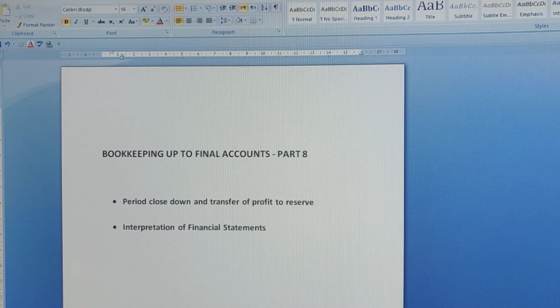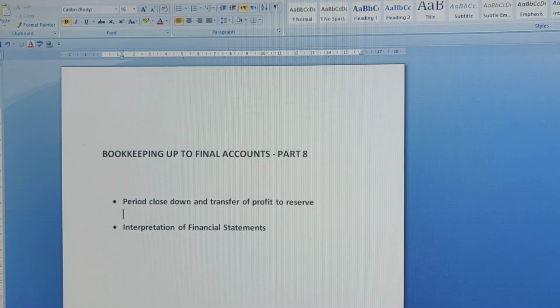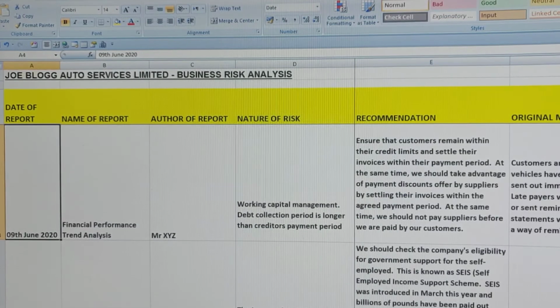For instance, if you say working capital management is not good enough and it's a problem, you need to work collaboratively with the credit controller to bring the situation under control. What you do after performing your analysis and explaining it to management is build up what they call a tracker. Now, I'm going to show you what I mean by that. Here is a tracker, a recommendation tracker.